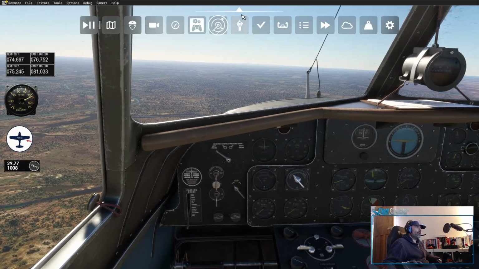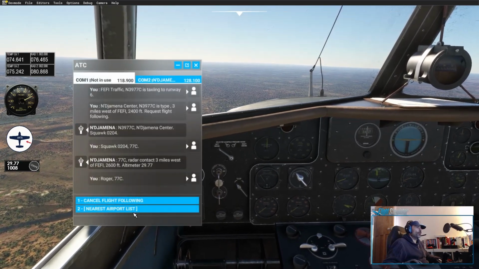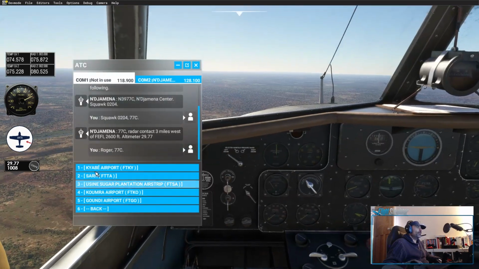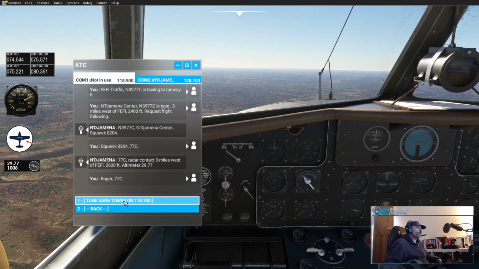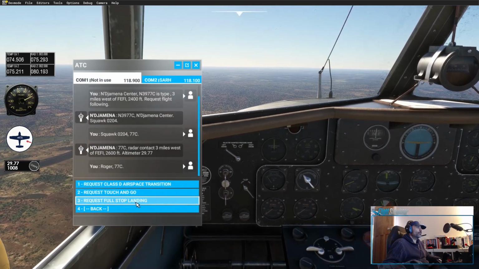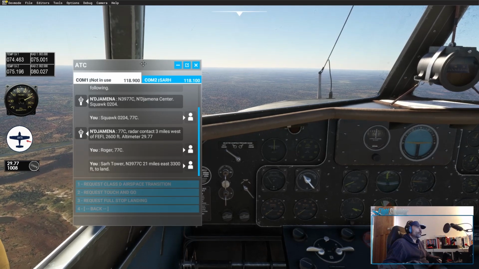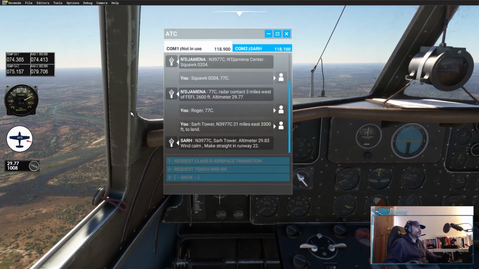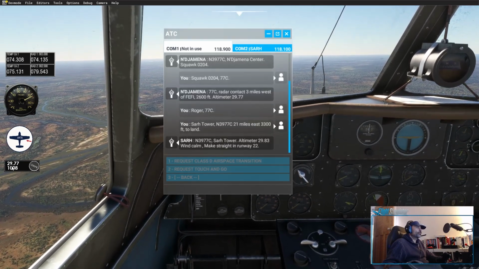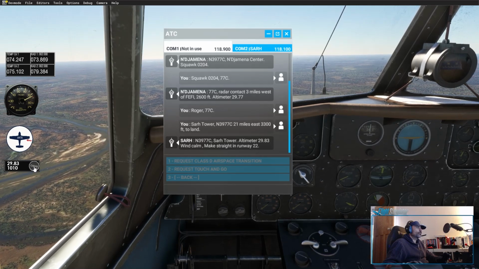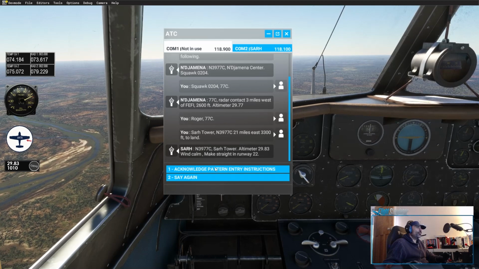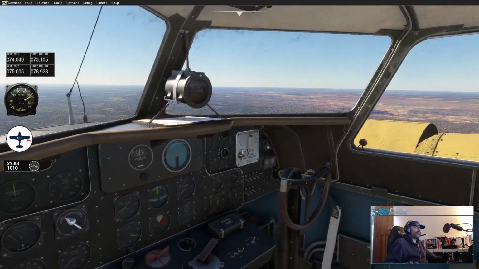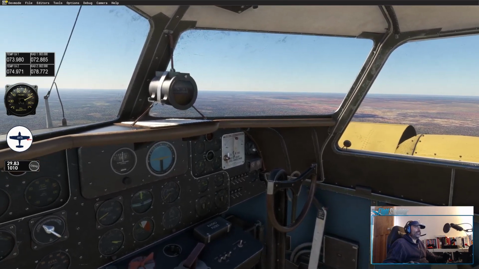I'm going to communicate already. Tango Tango Apple. SAR Tower, November 3977 Charlie, 21 miles east, 3,300 feet to land. November 3977 Charlie, SAR Tower. Altimeter 29.83, wind calm. Make straight in runway 22. Straight in 22. Make straight in runway 22, 77 Charlie. As always, I have to see it. If I see it, I can do it.